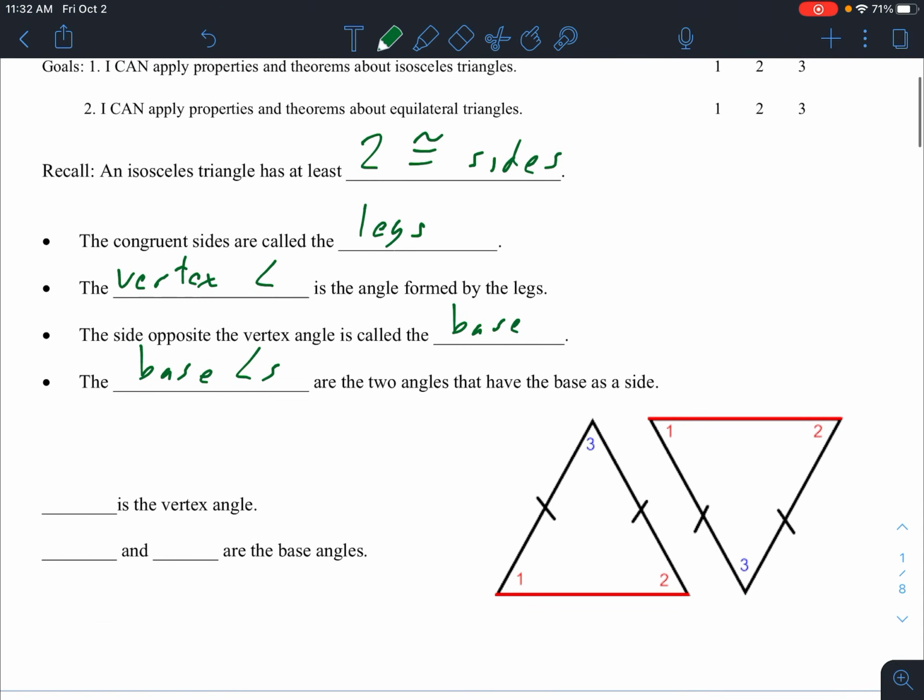So for example, in these two pictures here, angle 3 is the vertex angle, and angle 1 and angle 2 are your base angles. Okay, the red lines represent the base in each triangle, and the black lines represent the legs.